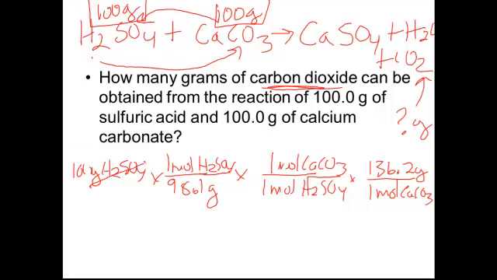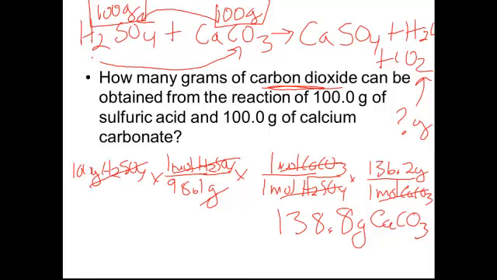So then our grams of sulfuric acid are going to cancel out. Our moles of sulfuric acid are gone. Our moles of calcium carbonate are gone. And now again, we're back to the math. So 100 divided by 98.1 times 136.2 gives me an answer of 138.8 grams of CaCO3. Now we need to compare.